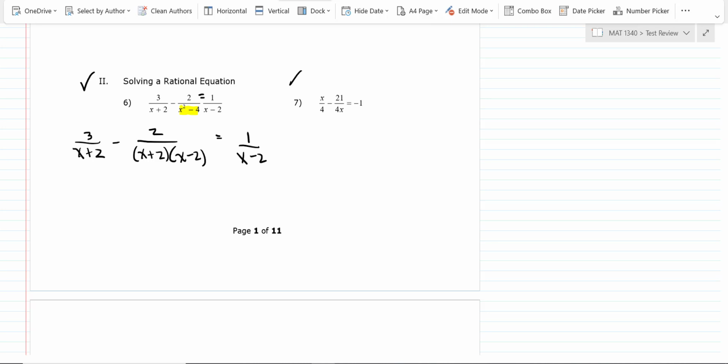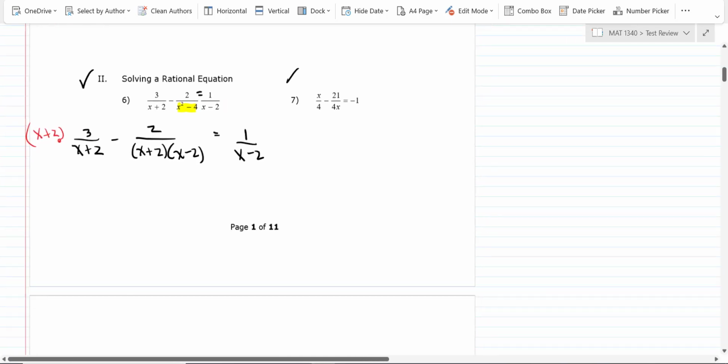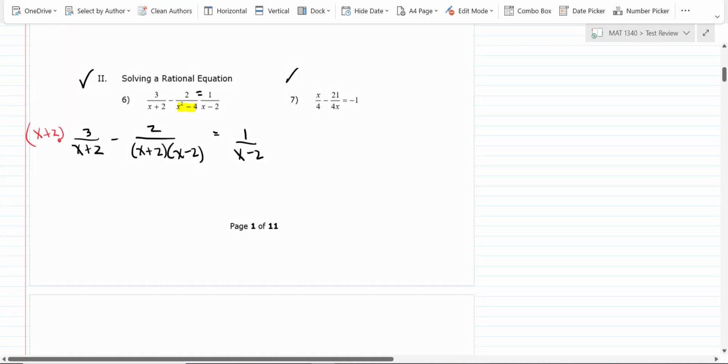Okay, now, how do you make all this stuff go away? Well, the way I look at it is like this. If I'm going to get rid of an x plus 2, well, I need to multiply by an x plus 2. But that's not the only thing I need to get rid of. I also need to get rid of an x minus 2. So what I'm going to do on this problem essentially is this. I'm going to multiply both sides of the equation by x plus 2, x minus 2.